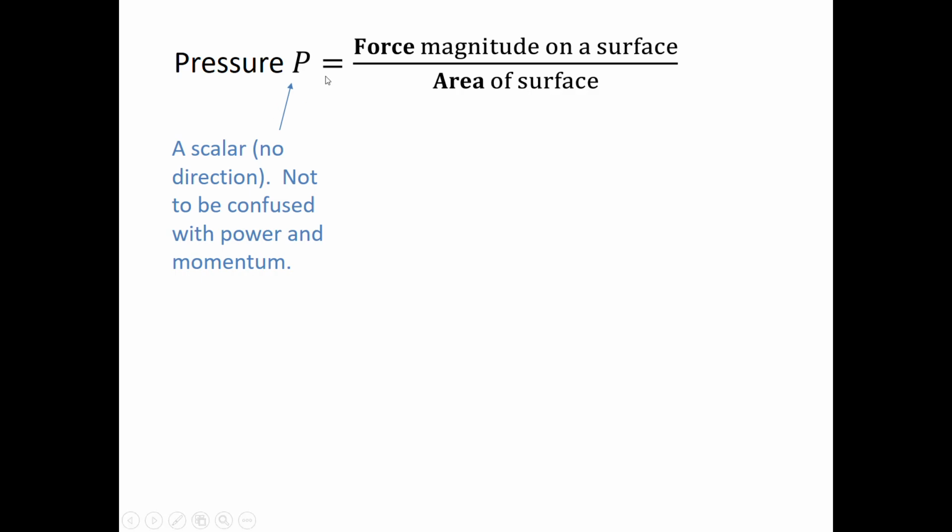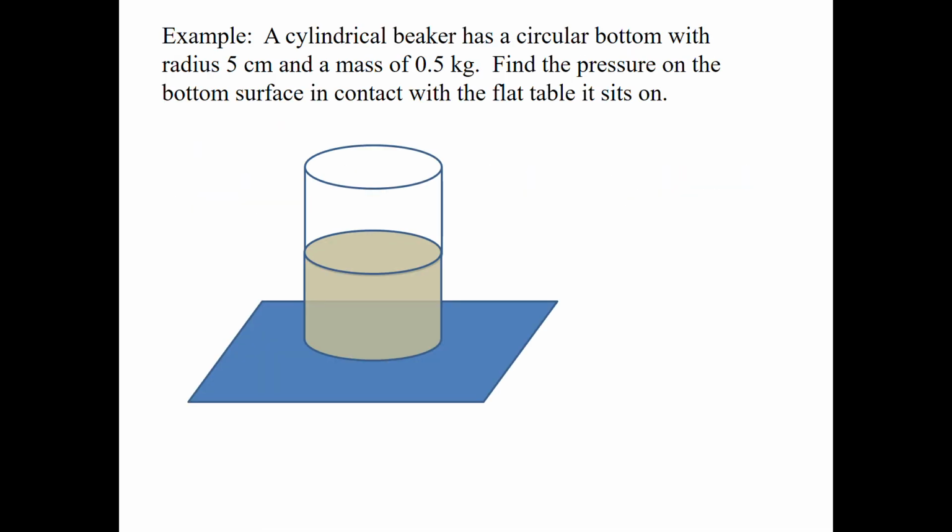Notice also that the symbol is P. It's the same as power and momentum, so that could be a little bit confusing if you weren't thinking about what you're talking about, but hopefully in problems it will be clear that P is a pressure rather than a power. SI units for pressure are force per unit area, newtons per square meter, and that comes up so often that it's given the shorthand unit Pascal, Pa. So pressure is measured in Pascals, at least in SI units.